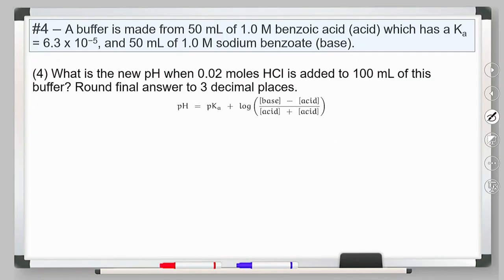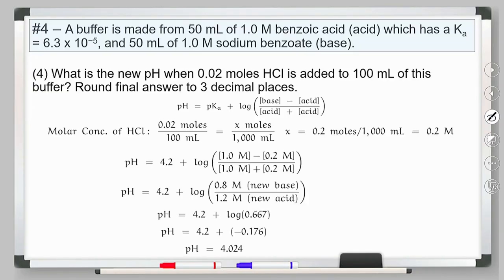So what will happen when we do the same question, but we now make it an acid? In this case, it's the same amount, 0.02 moles, of an acid added to the same system. When we add hydrochloric acid here, we get the same concentration, but now the numerator is subtracted while the denominator is added. So we reverse those values, so we have 0.8 molar of base over 1.2 molar of the acid.